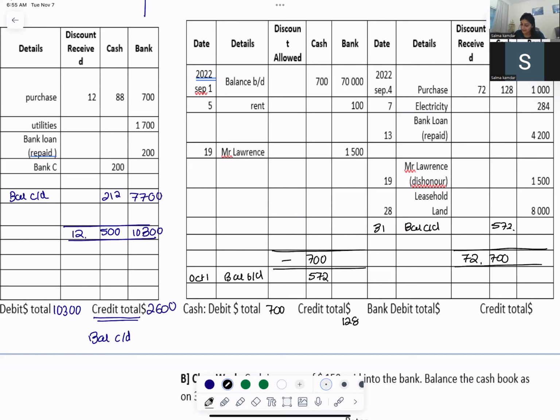Now closing the bank account. So the bank account has a debit total of 71,600. And the credit total is, let's see, 1284 plus 4,200.